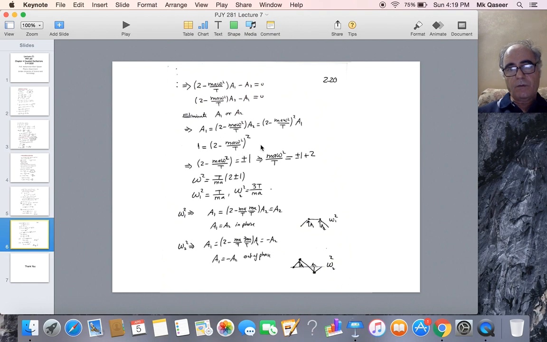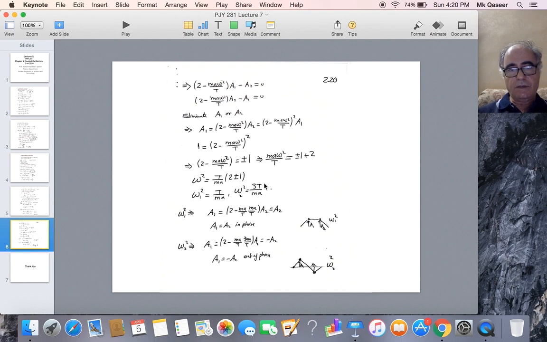So solving for omega, we get omega 1 squared is T over m a, and omega 2 squared is 3T over m a. We have two modes here: two masses with two frequencies, or two modes. Now to find the relation between a1 and a2, the amplitudes of the displacement of particle 1 and particle 2, substitute omega 1, we get this expression. That's a1 equals a2, so both masses move in phase as shown here in this figure.